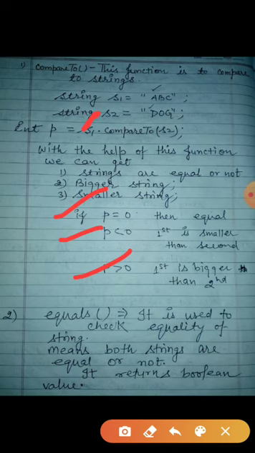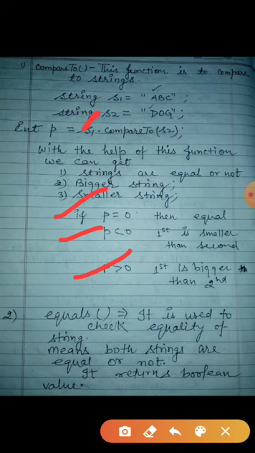What is the name of this function? You can see here, equals. This is another equality checking function. It is used to check equality of strings. It will check whether two strings are equal or not. It will check only equality, not smaller and greater. So it returns a Boolean value.